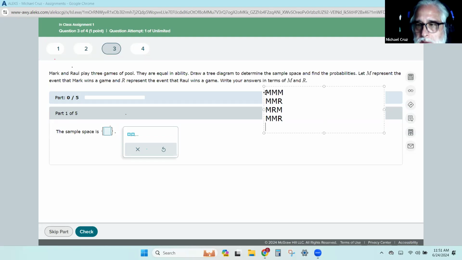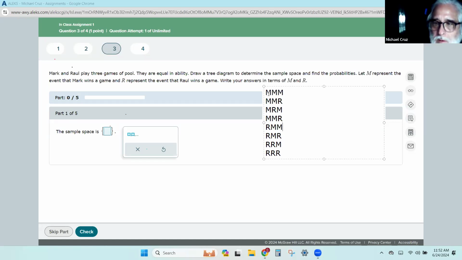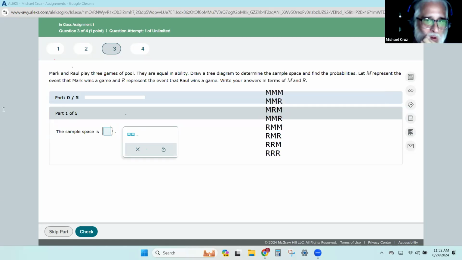All right, and then let's see, it's R, and then it's R, M, R, and then R, M. So there's our 8. So there's the sample space. That's what they want in here.